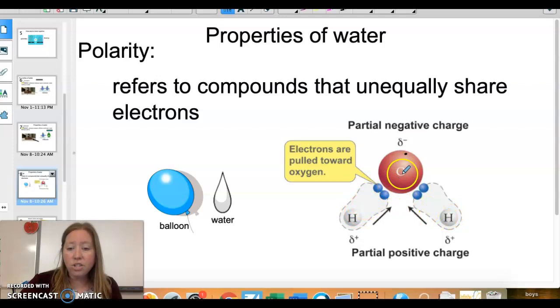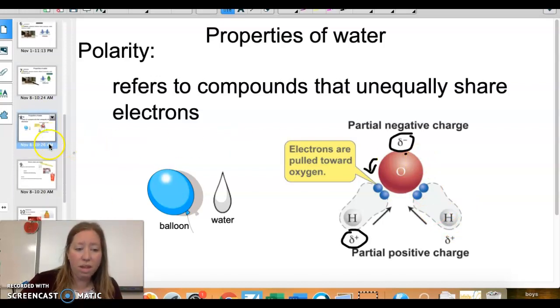Hydrogen is sharing its electron with oxygen, and oxygen is sharing its electron with hydrogen. But here's the deal: oxygen hogs the electrons. All the electrons like to be around oxygen. Because there are all these negative electrons around oxygen, it gives oxygen a slight negative charge. And because the negative electrons are toward oxygen, hydrogen has the positive parts. So oxygen has a slight negative and hydrogens have a slight positive.